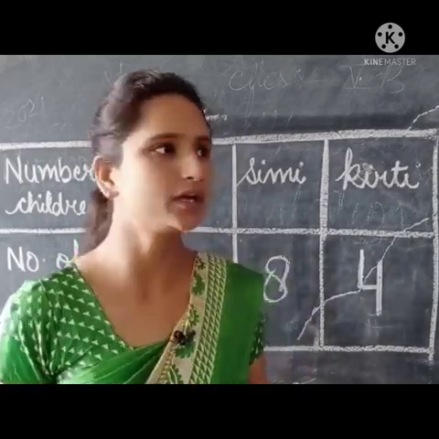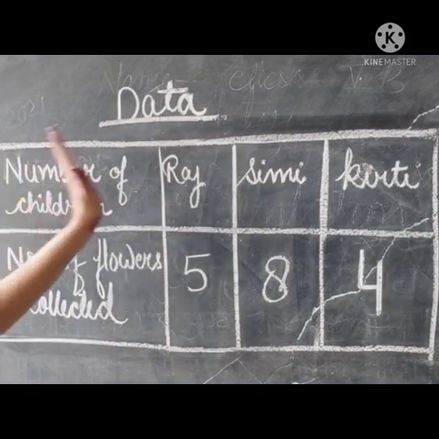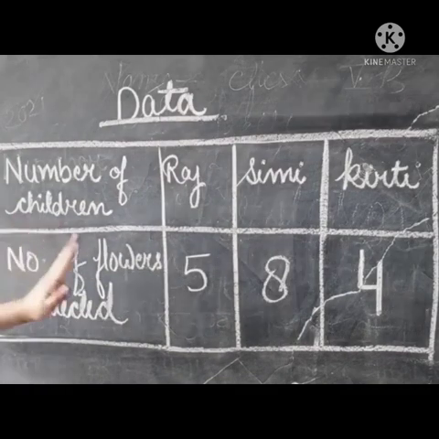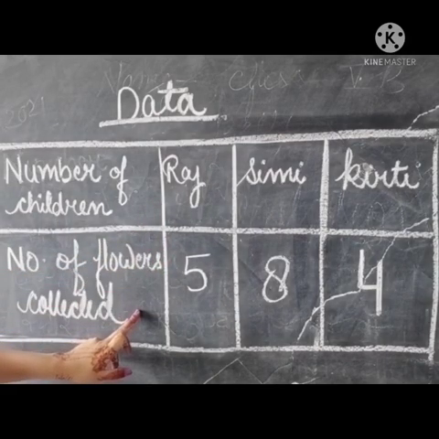So here we have collected some information, and this is called data. In this way we show data. Here you see the number of children and the number of flowers collected.